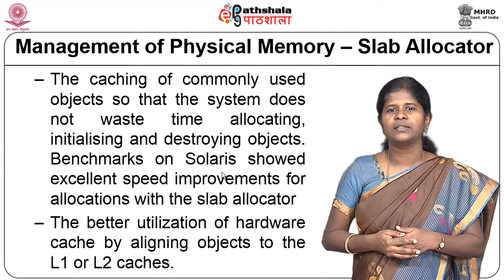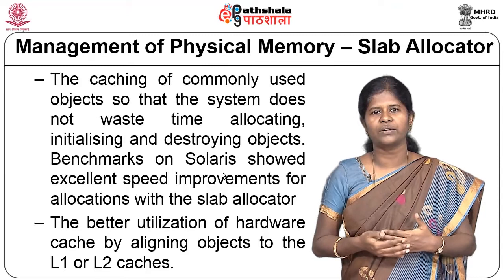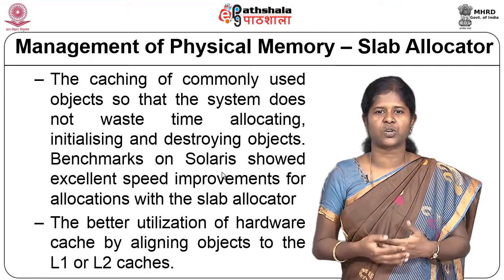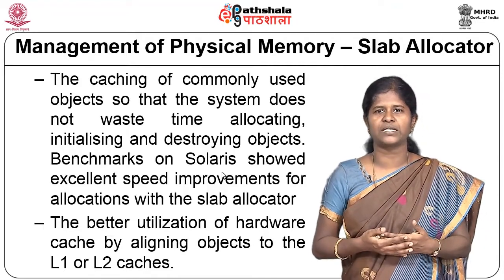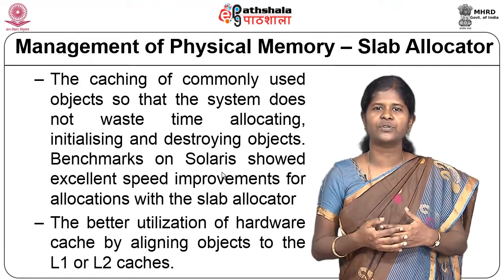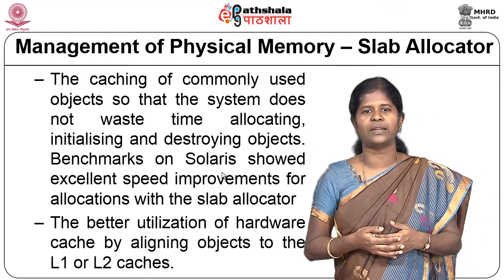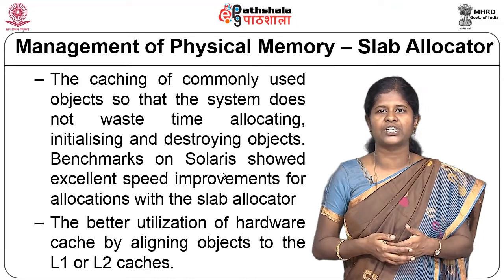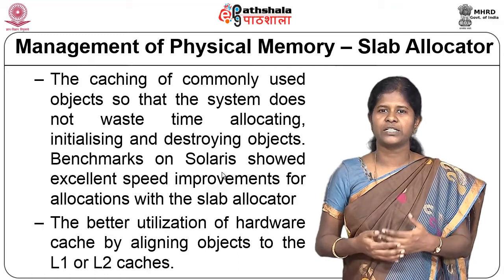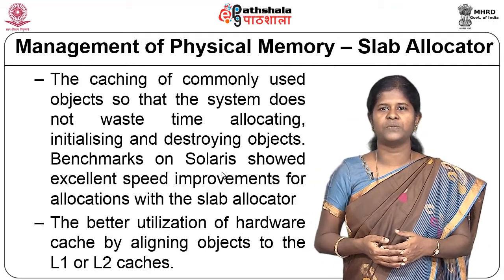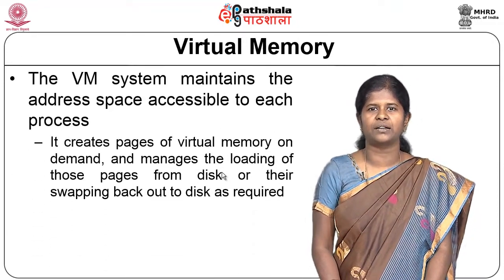The second is that caching of commonly used objects is done. So, the system does not waste time allocating, initializing and destroying objects. If you have allocated some space for an object and it is present in the cache, it can be used as such. You do not have to allocate afresh each and every time. Benchmarks on Solaris systems showed a lot of speed improvements for allocation when the slab allocator was used. The third advantage is better utilization of hardware cache by aligning objects to the L1 or the L2 caches. So, now we have seen how memory management is done in the physical memory.